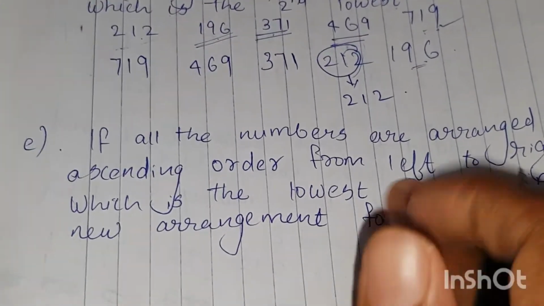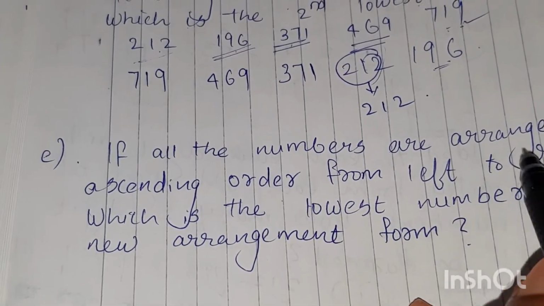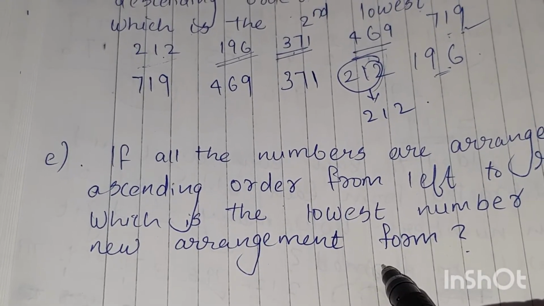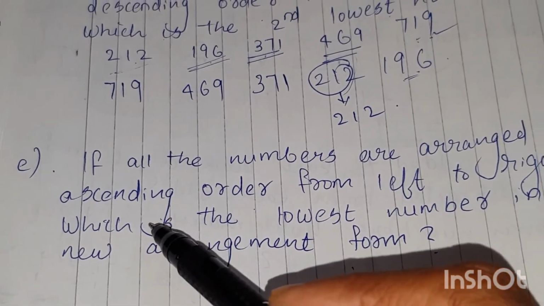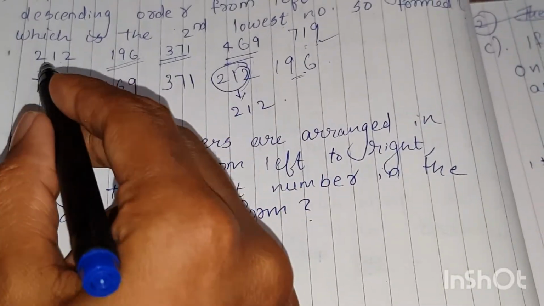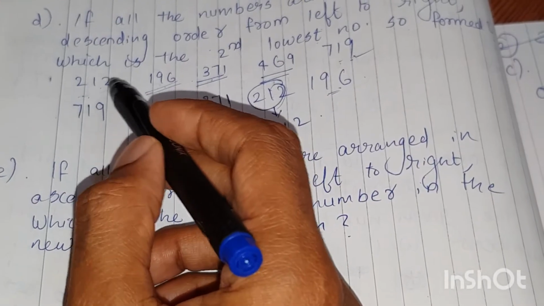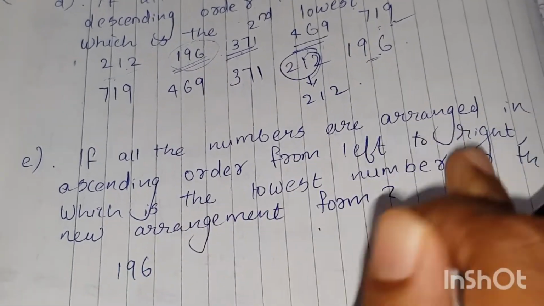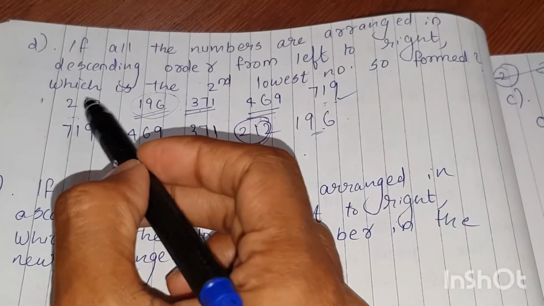Now going to the fifth question. If all the numbers are arranged in ascending order from left to right, which is the lowest number in the new arrangement formed? Okay, ascending order means from smaller number to larger number. These are the numbers: 212, 196, 371, 469 and 719. The smallest number is 196, we write it on the left, and the second lowest number is 212.